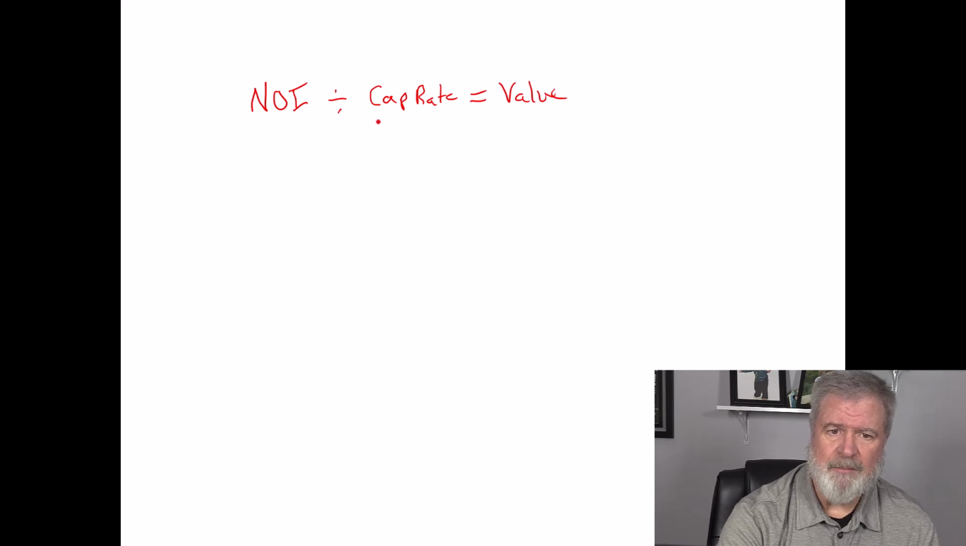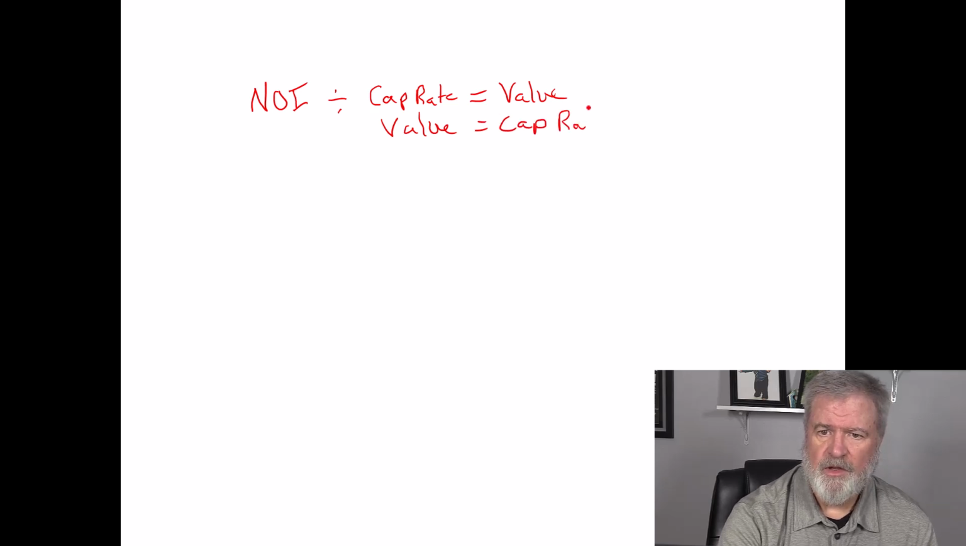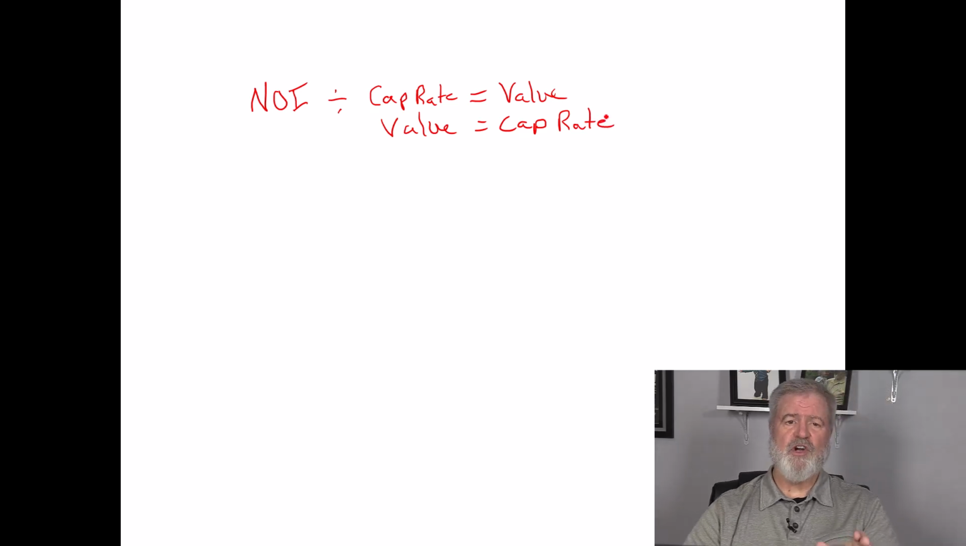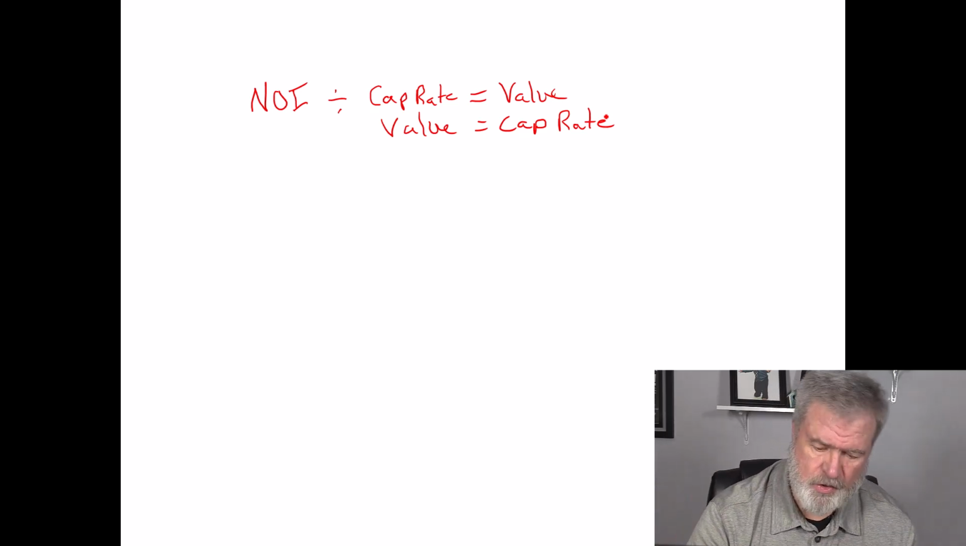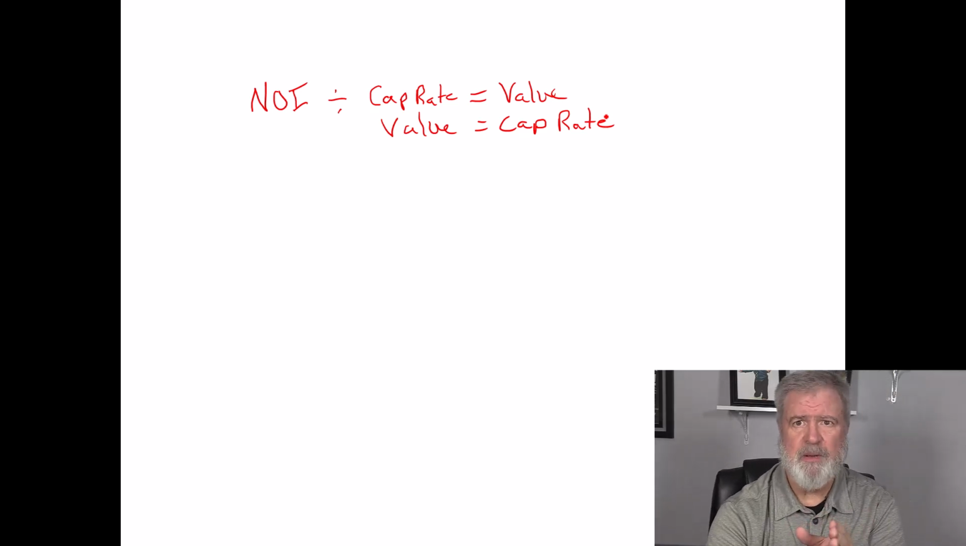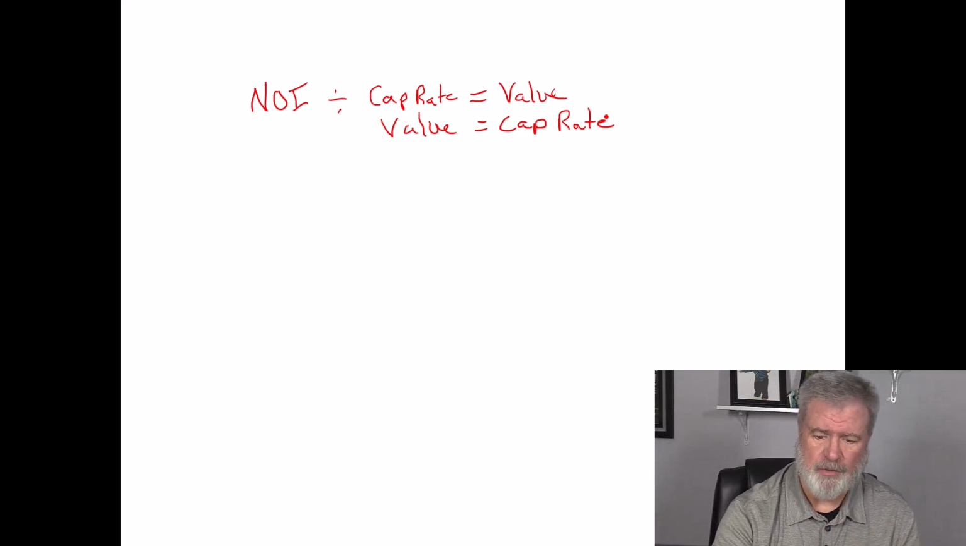Or you could divide it by the value, and then that would give you the cap rate, right? So here's what I like to do. First of all, how many pieces of information are we dealing with here? Three. Every time, three pieces of information. So I have to have all three pieces of information to know the value of this property.